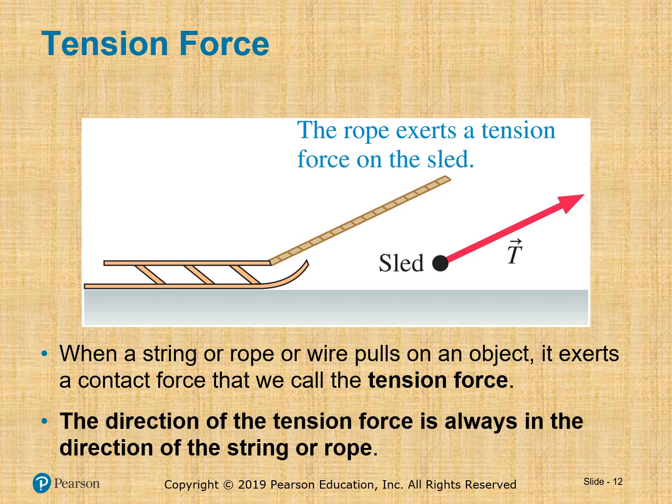Tension force. The rope exerts a tension force on the sled. Okay, so you'll see the arrow. The dot represents our object, which is the sled. The arrow to the right and upward represents the direction and the magnitude of the tension force. So when a string or a rope or a wire pulls on an object, it exerts a contact force that we call the tension force. The direction of the tension force is always in the direction of the string or the rope.